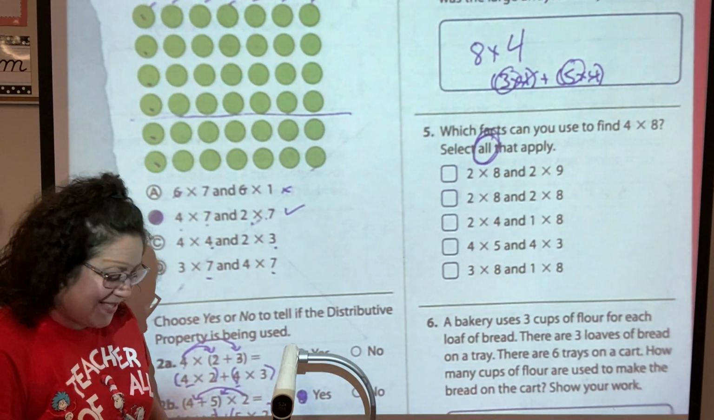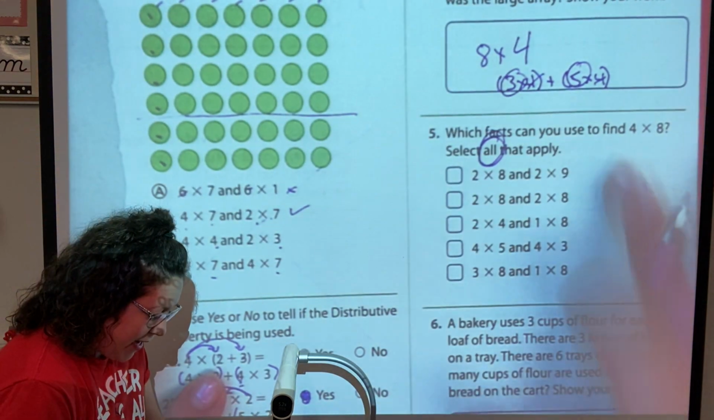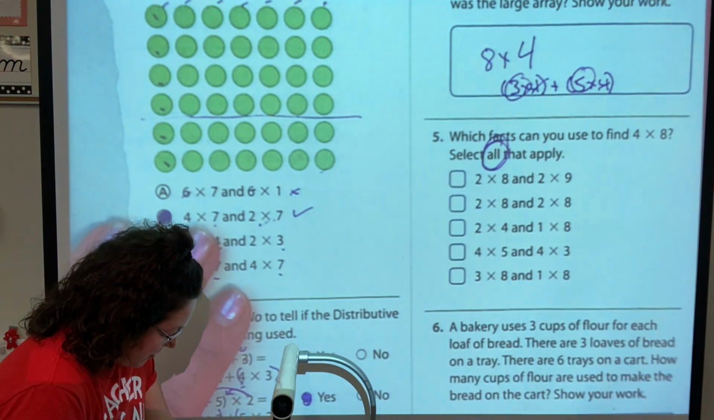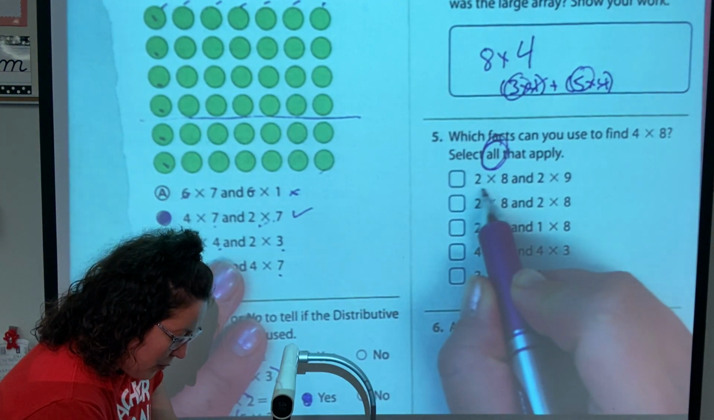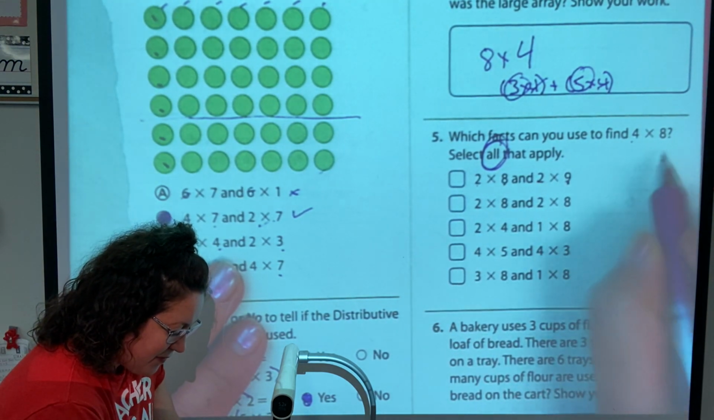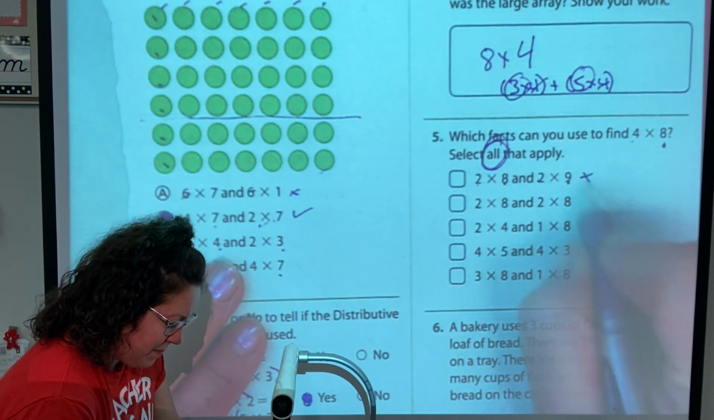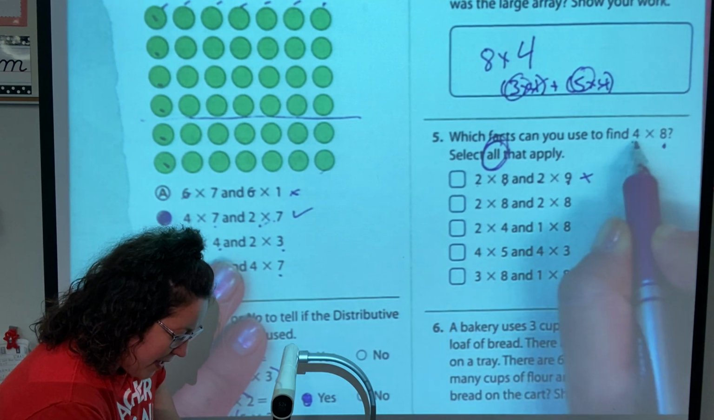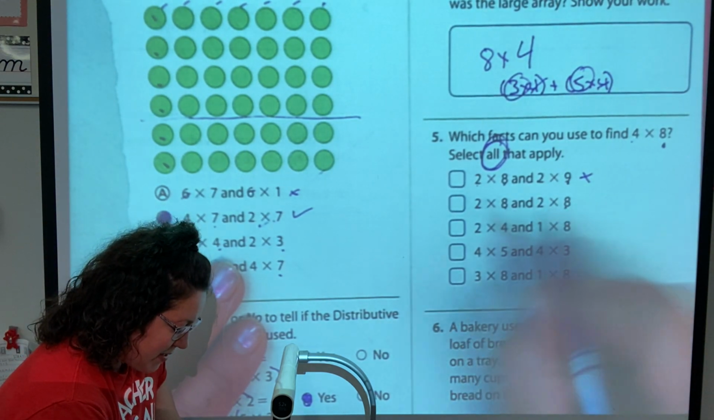Ooh, number 5, select all. All right. 4 times 8, okay? What facts can you use to find 4 times 8? We have the 2 the same, so that would be the 4, but the 8 and the 9, put them together, that doesn't make 8, so that's a no. We have the 2 and the 2, that makes the 4, and the 8 and the 8 stay the same, so that's a yes.